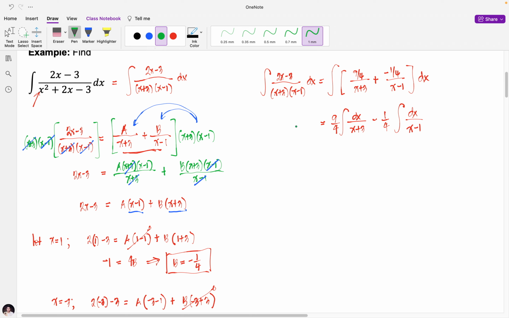Here you again use u substitution. After doing u substitution, this will now be 9 over 4 ln of the absolute value of x plus 3, minus 1/4 ln of the absolute value of x minus 1, plus C. And that concludes our solution. Therefore, we have solved the given integral. Okay, thank you.